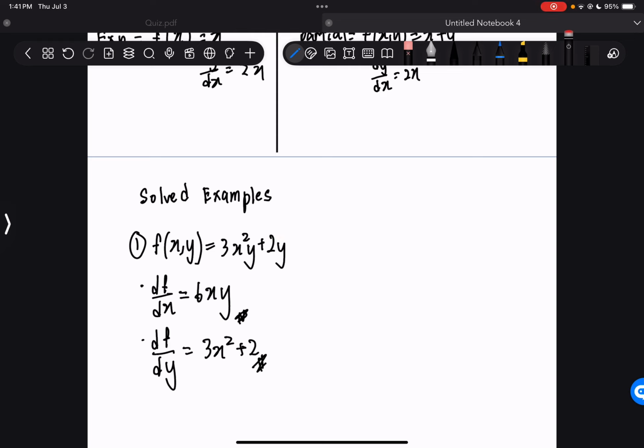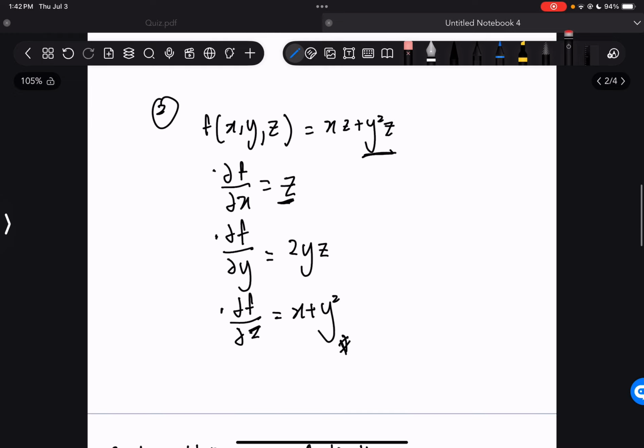When you're finding df over dy, which is with respect to y, you will notice that the y will become 1. It's because the differentiation of y is equal to 1. So the 3x squared remains the same because it's multiplied with the y, while the 2y becomes 2 because y is equal to 1. So df over dy is equal to 3x squared plus 2.